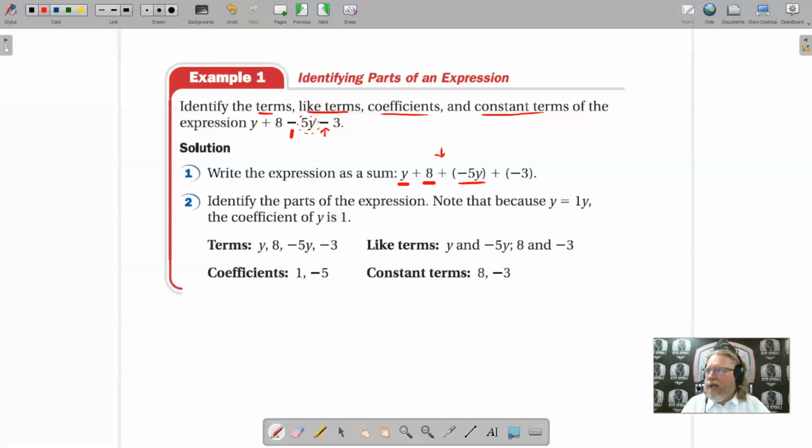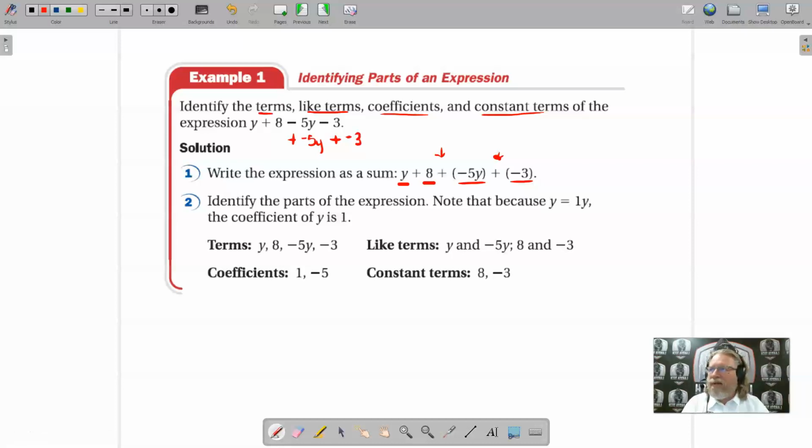And again, we're going to change the subtraction to addition, and take the opposite of the number that follows it, and that becomes -3. That's because terms are separated by addition and not subtraction. Whenever we simplify things, we write our expressions using subtraction signs, but we need to remember that this is the same as plus a -5y, and this is the same as plus a -3 there.